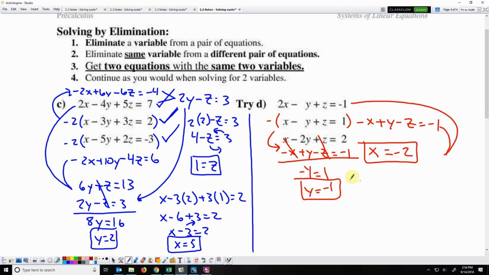Okay, now I can plug that y and the x into any equation I want. I think the middle one looks easiest. So we've got negative 2 minus negative 1 plus z equals 1. So that's negative 2 minus negative 1 is negative 2 plus 1. Negative 1 plus z equals 1. And move that over. I get z equals 2. Okay, so these intersect at -2, -1, 2.